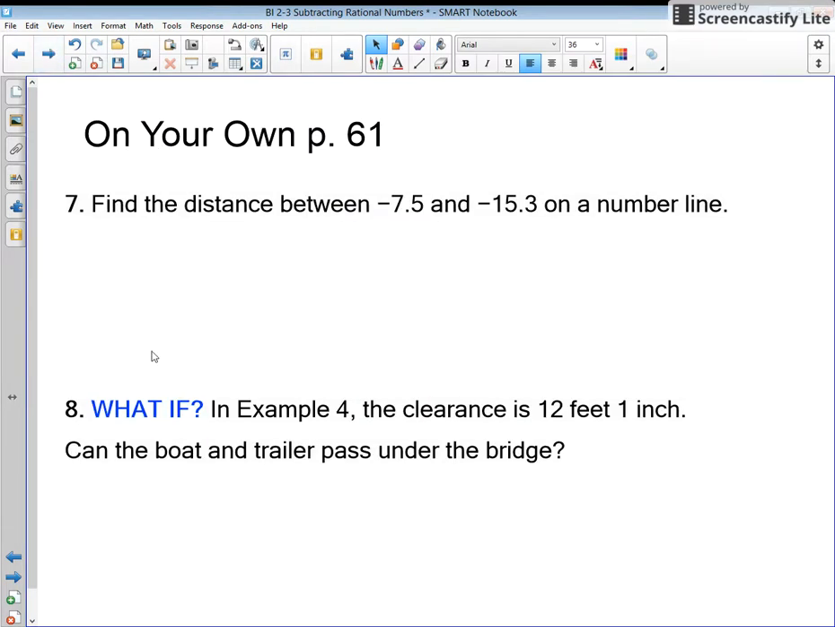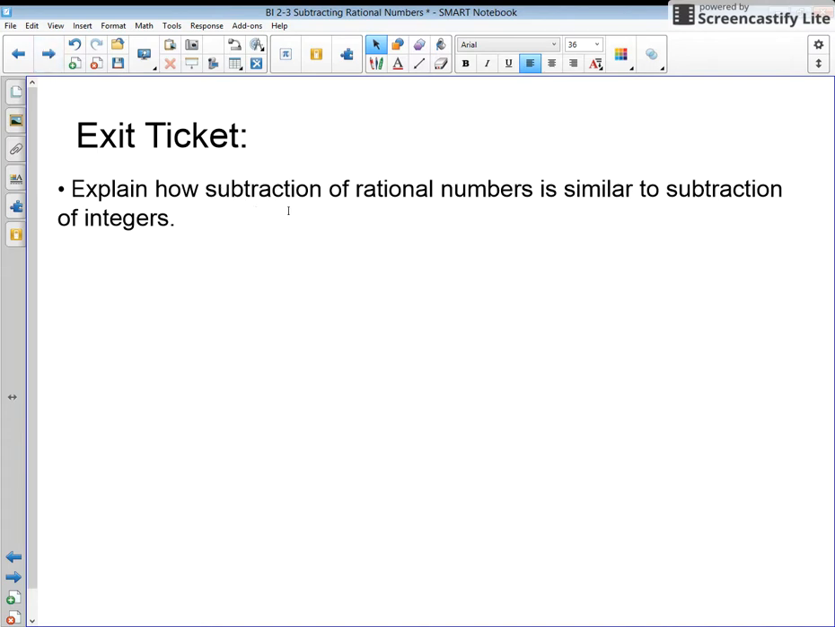On your own, solve 7 and 8 and write down your answer. And your exit ticket is to explain how subtraction of rational numbers is similar to subtraction of integers. Pause the video to write out these problems.